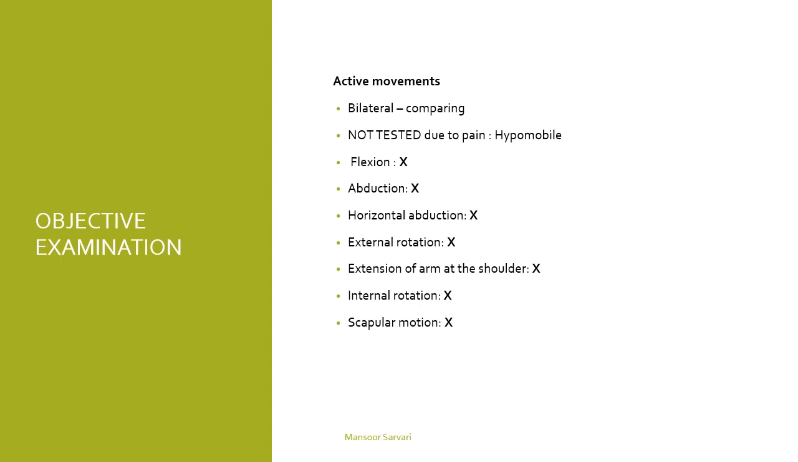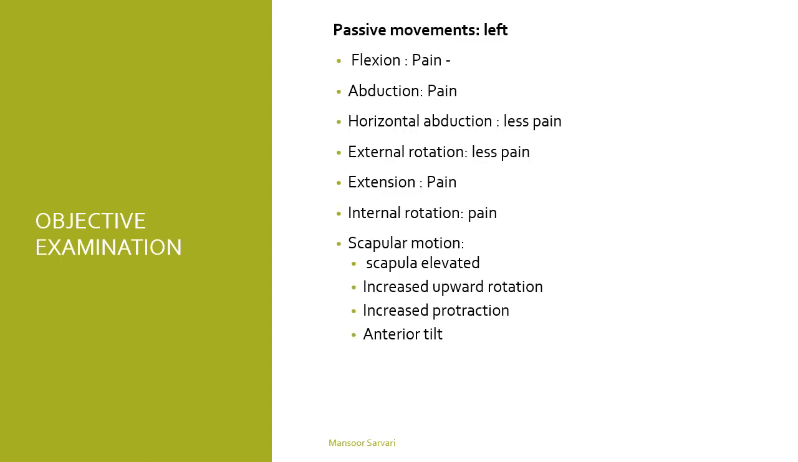In this particular case, active movement was not tested due to pain. While conducting a passive range of motion test to evaluate the integrity of the glenohumeral joint, pain was indicated during flexion, abduction, external rotation, extension, internal rotation, and horizontal abduction. During this assessment, the scapula was elevated, with increased upward rotation, increased protraction, and an anterior tilt.